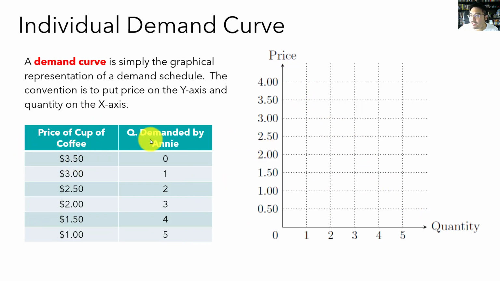So at a price of $3.50, Annie's going to demand 0 quantity. So at a price of $3.50 here, Annie's going to demand 0 coffee. And so this is the point on the graph representing the demand at $3.50, okay? At a price of $3, Annie's going to demand 1, and so that's over here. All right, at a price of $2.50, she's going to demand 2. At a price of $2, she's going to demand 3. At a price of $1.50, she's going to demand 4. And at a price of $1, she's going to demand 5, right? And so we can connect the dots, and there's Annie's demand curve, all right? So a demand curve is simply the graphical representation of someone's demand schedule.